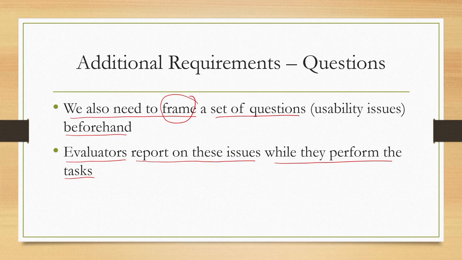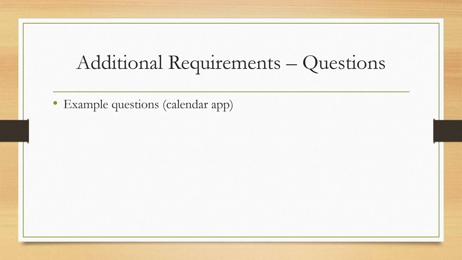So, the evaluators are asked to perform the tasks and at the same time answer those questions, which will bring out the usability issues as perceived by the evaluator. It may be noted here that each evaluator need not report identical findings. Each of them is free to report, as per their understanding, what the usability issues are. That is why at the end we need to compile them together, see whether there are duplicate findings or unique findings, and identify the unique findings and create the final list. So, when we say questions, what do we mean by that?